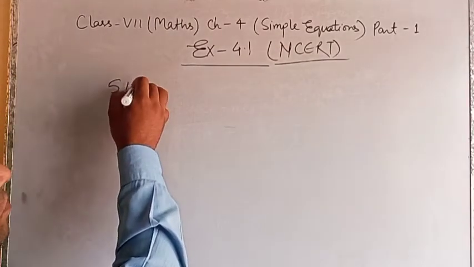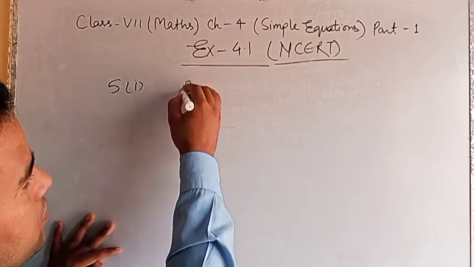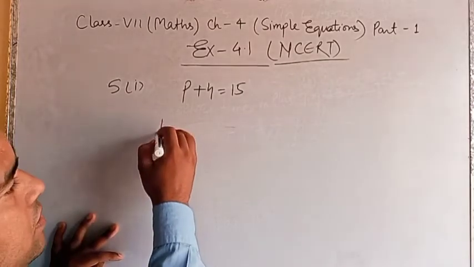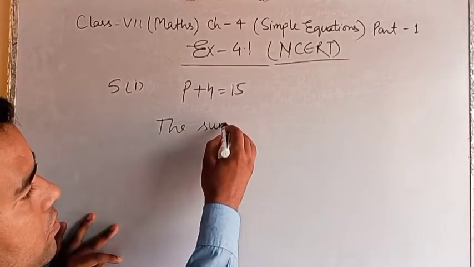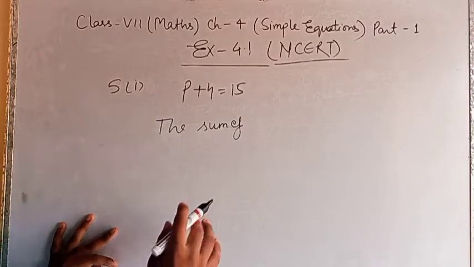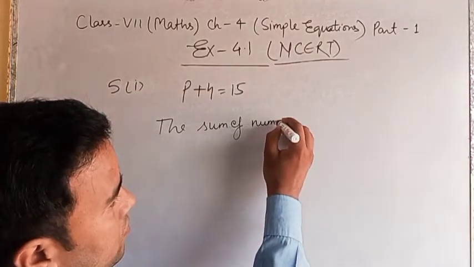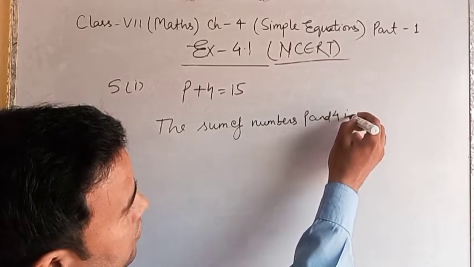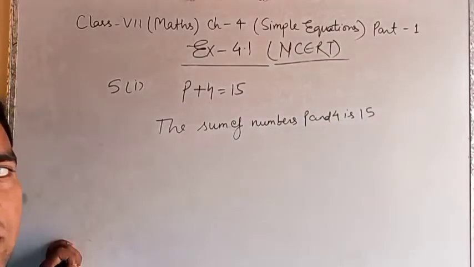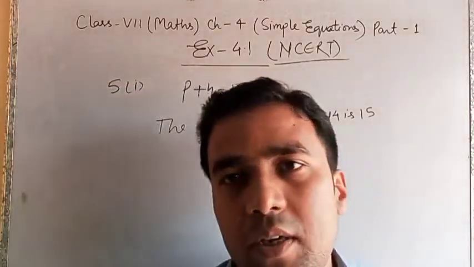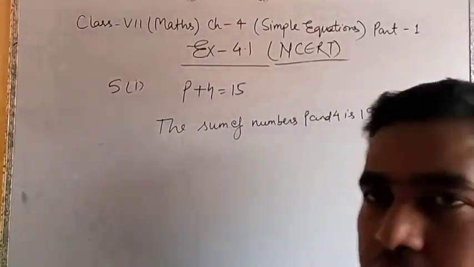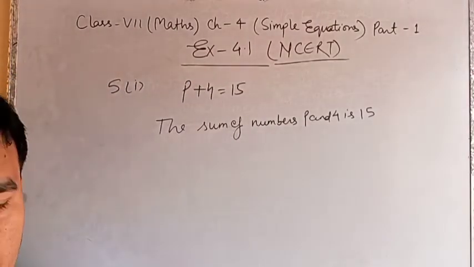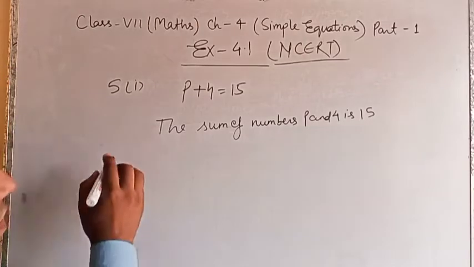Fifth one, p plus 4 equal to 15. Clear? So here we will write: the sum of numbers p and 4 is 15. Clear? The sum of numbers p and 4 is 15. Clear? Note down. 5 part.